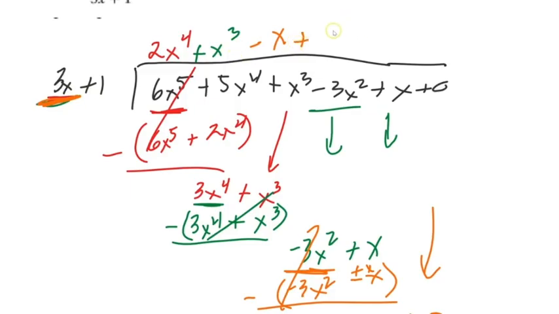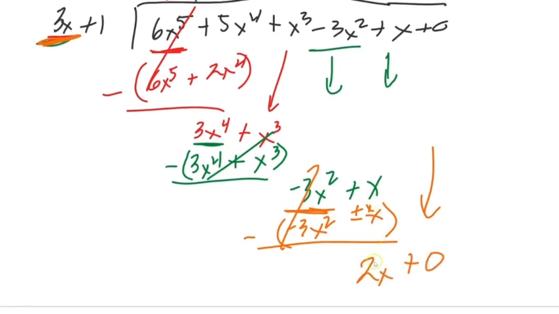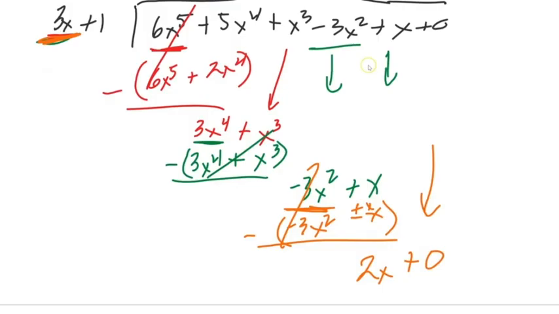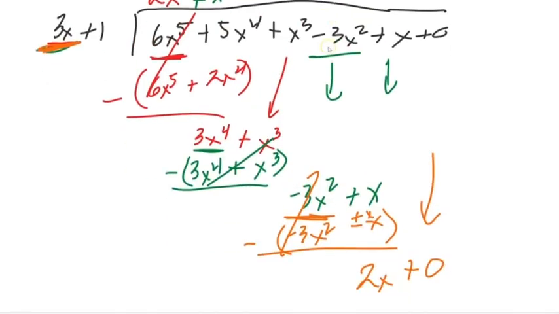You want to cancel the 3, so put 3 on the bottom, and you want a 2, so put a 2 on top. Hope that makes sense. I'm trying to get a 2x right here. Multiply by 2/3. That way, the 3's cancel, and I get a 2. It's a little advanced math trick there.